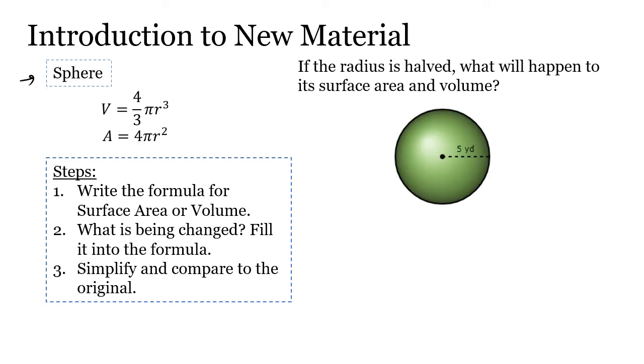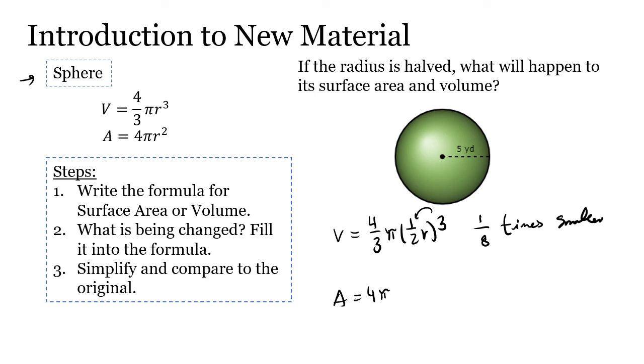Alright, last shape, sphere. If the radius is halved, what will happen to the surface area and volume? So let's quickly do the volume. I think the spheres are the easiest. Plug it in here, we're going to do half r, and that's cubed. The cube transfers over to the 1/2, and 1/2 cubed is actually 1/8. So it's going to be 1/8 the size, it's going to shrink. And then what will happen to the surface area? Well, it would be 4 pi times 1/2 r squared. This square transfers to the 1/2, and that's going to give me 1/4 the size. And that's it.